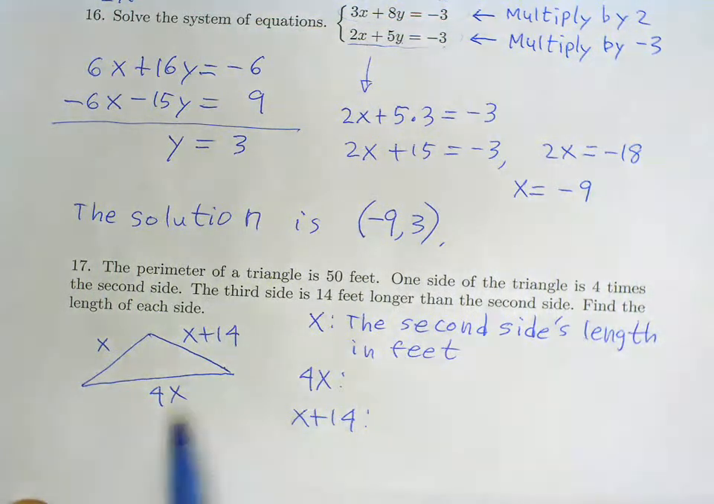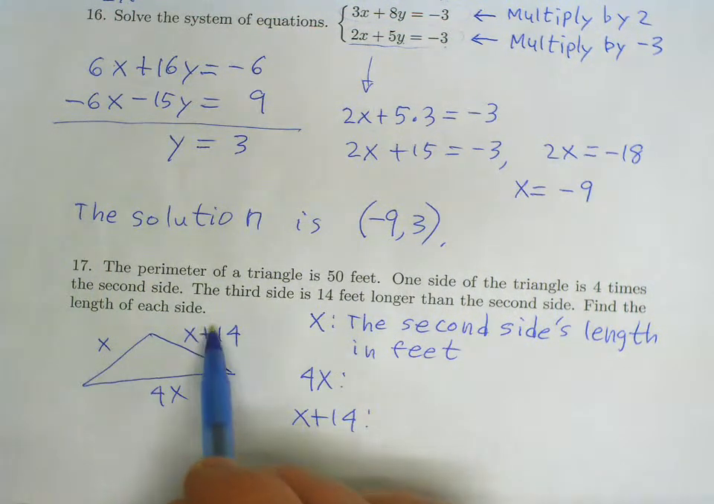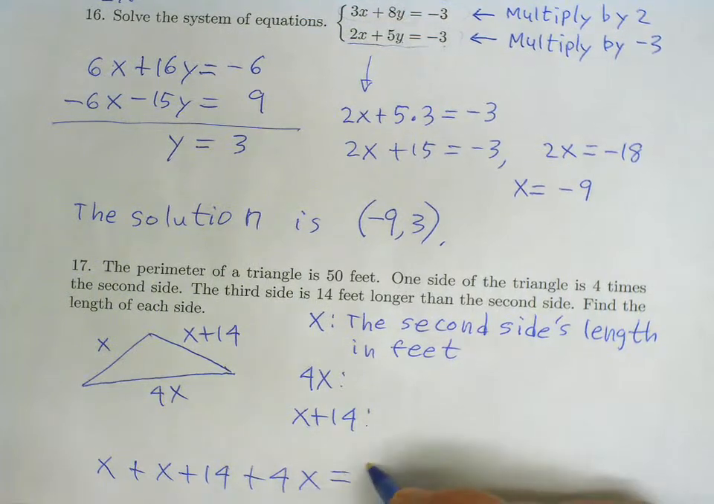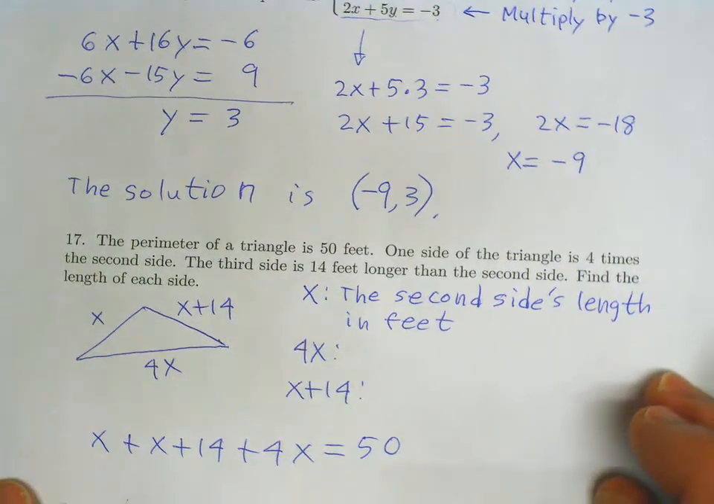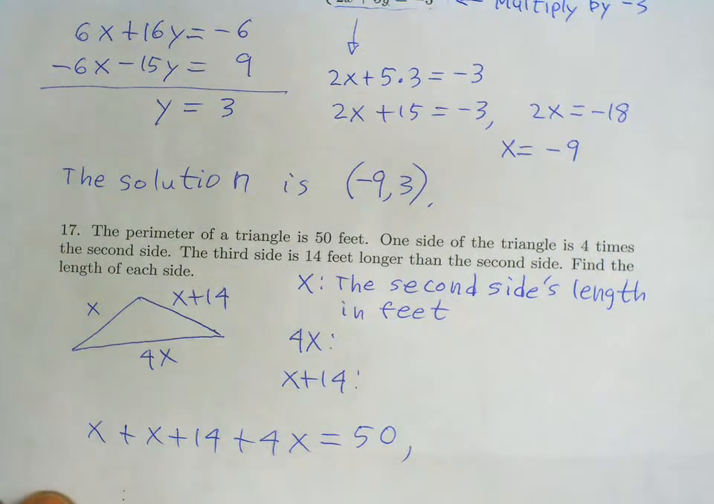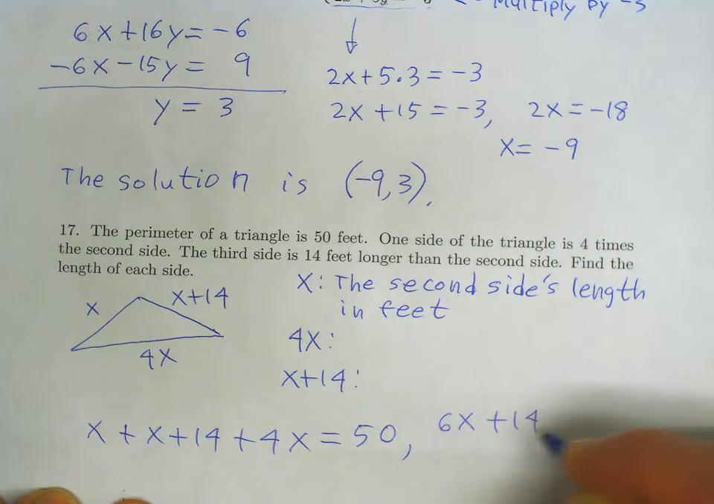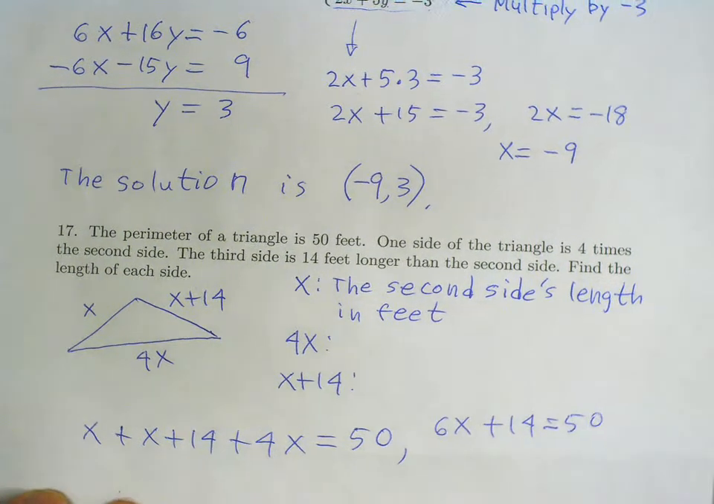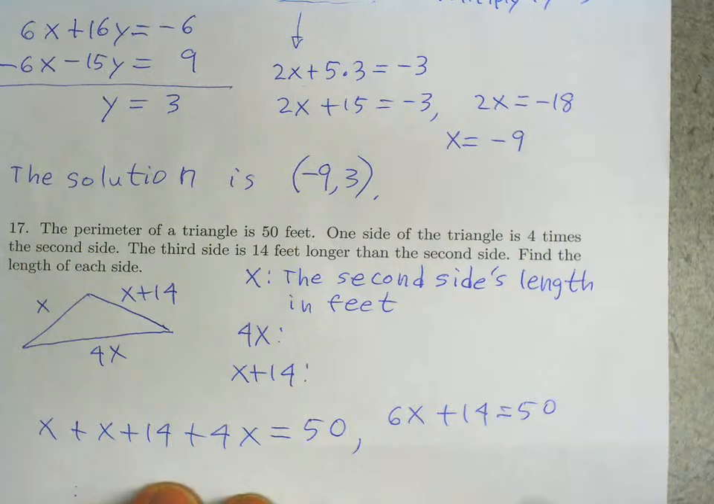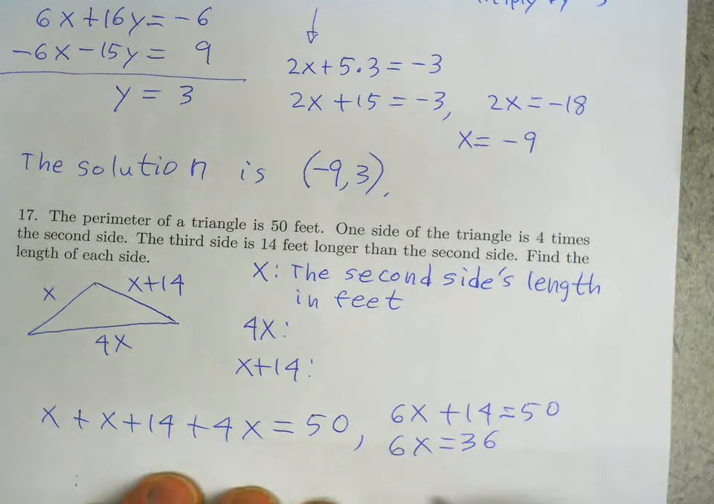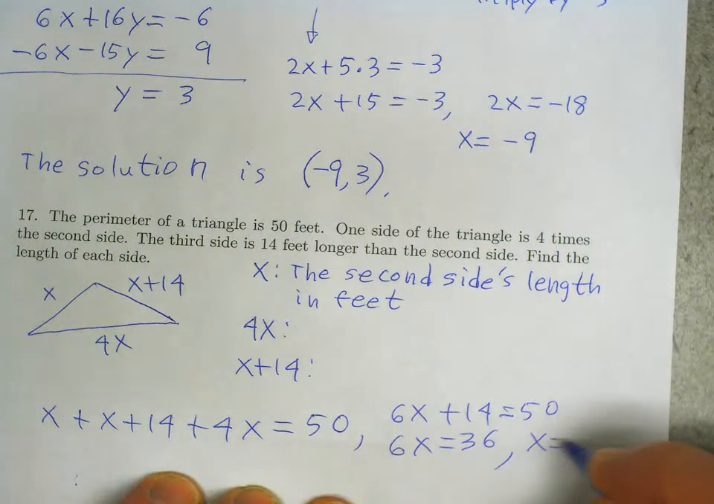Okay, the perimeter is 50 feet. So if we add those 3 sides, x plus 14 plus 4x, that has to add up to 50. So this is a simple equation to solve. Combine the like terms, x plus 4x is 6x. So 6x plus 14 equals 50. Then subtract 14 from both sides, 6x equals 36. Then divide both sides by 6, x equals 6.